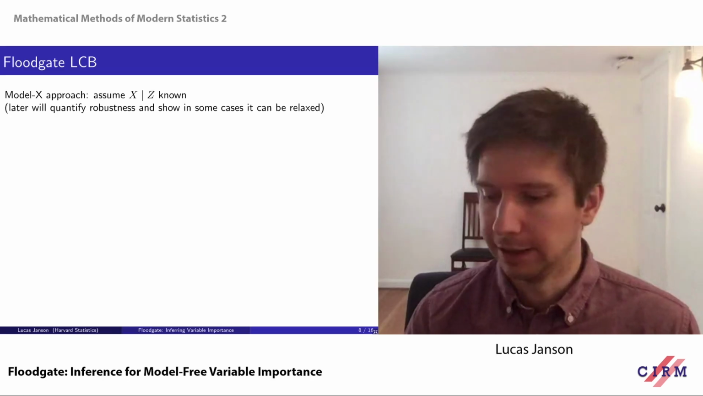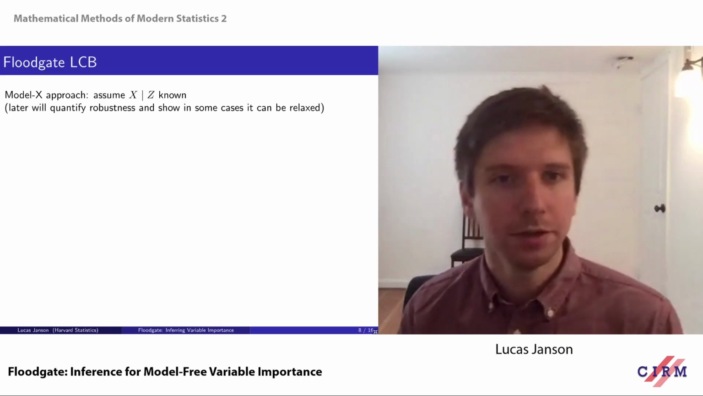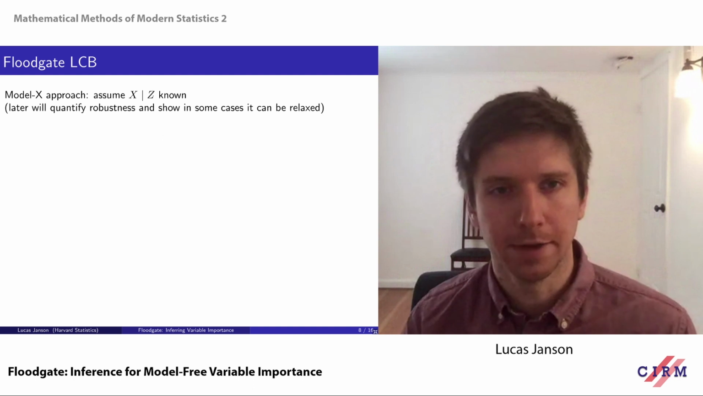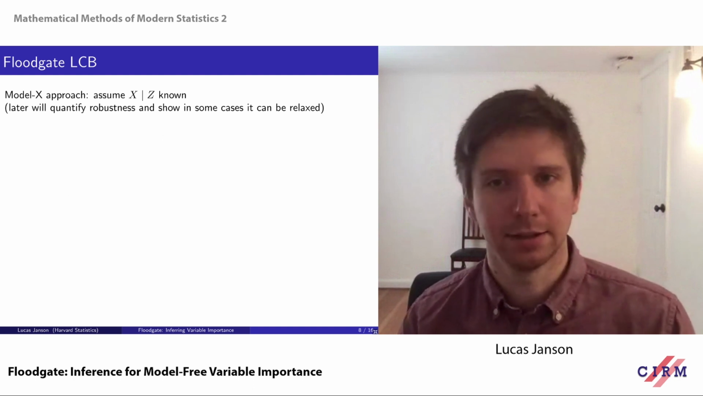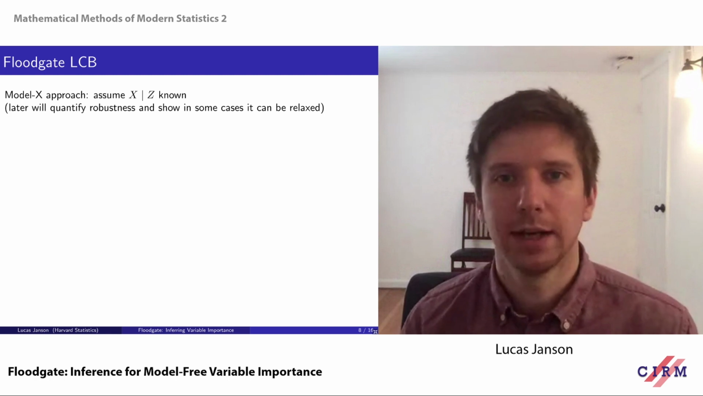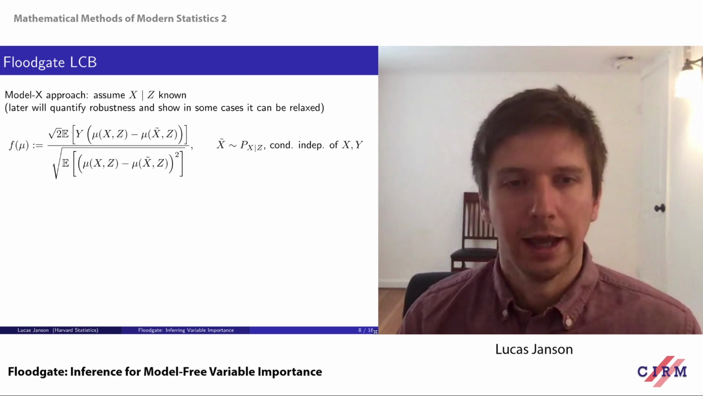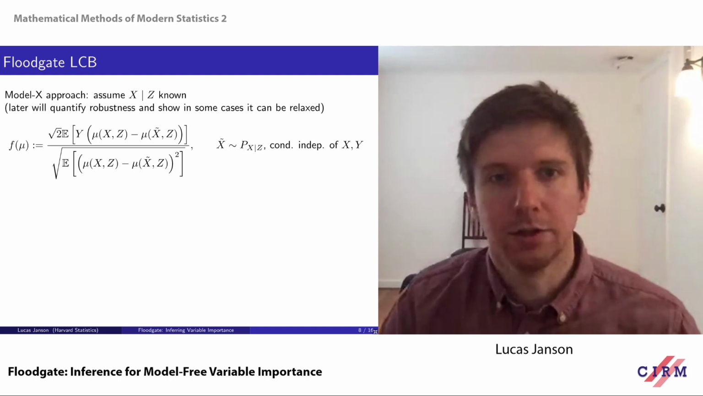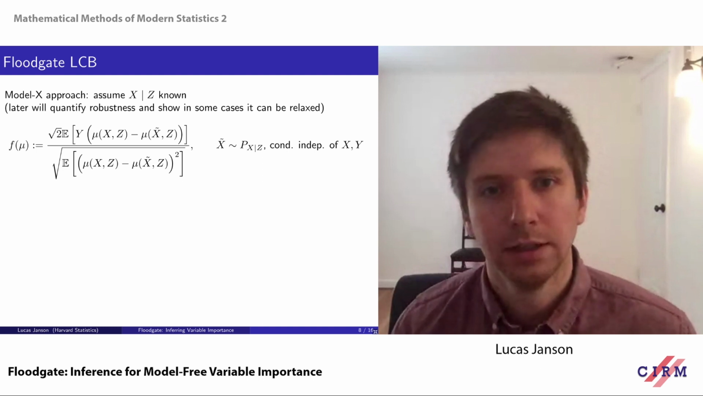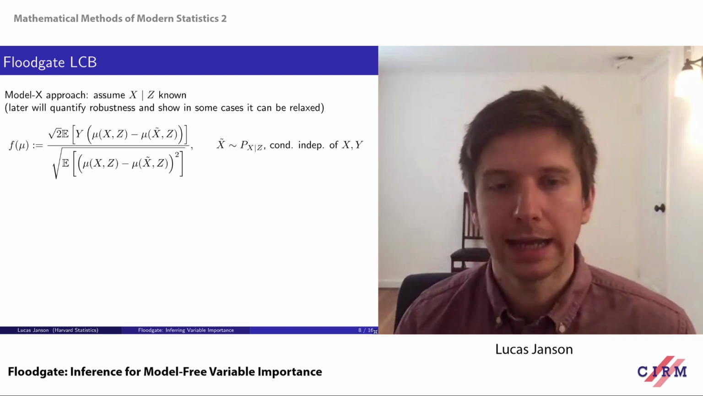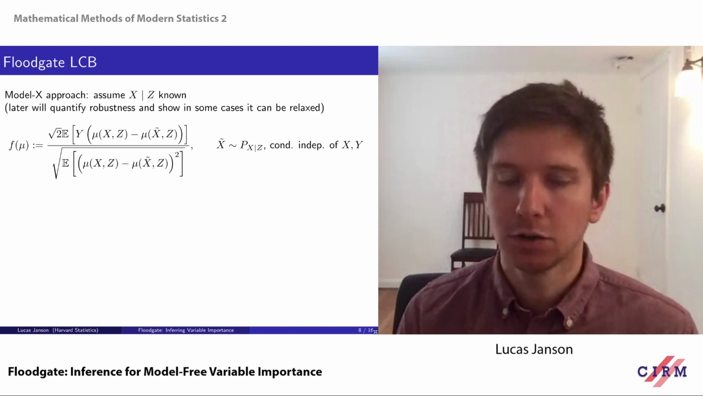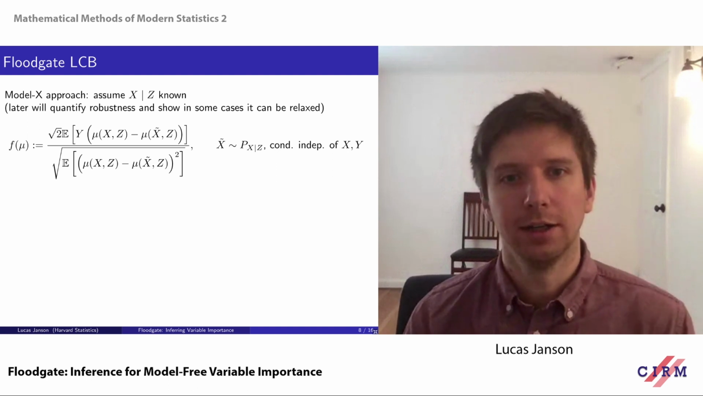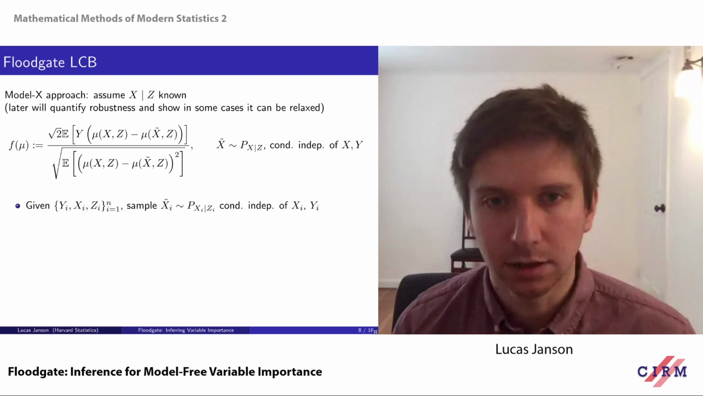All right, so there is probably more than one way to do this, but we're going to take a model X approach where we assume that X given Z is known. I already mentioned this. We're going to quantify its robustness and then relax this assumption a little bit later, but for now, let's assume that X given Z is known. And remember that this is the definition of f of mu. You might notice it's a function of these two expectations. And now for those two expectations, I no longer have the issue of unknown quantities inside nonlinear functions. My expectations are much easier to handle and get unbiased estimators for.